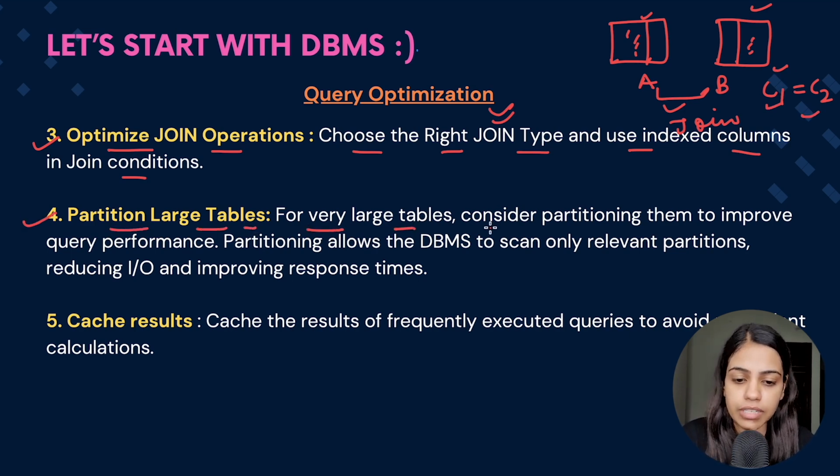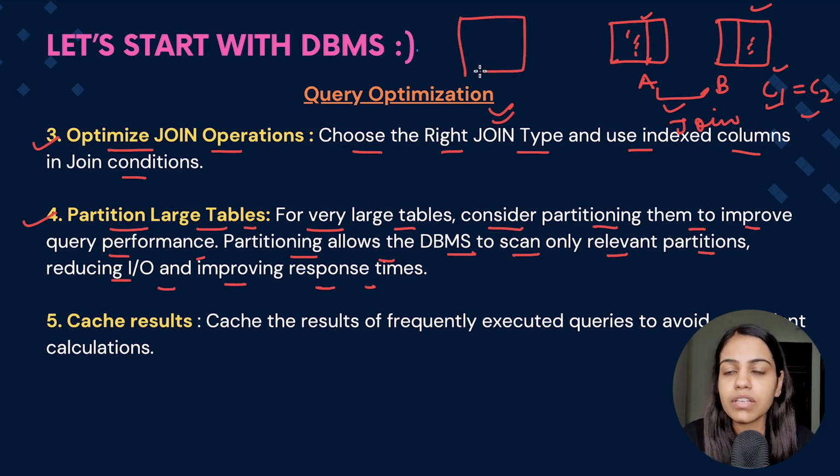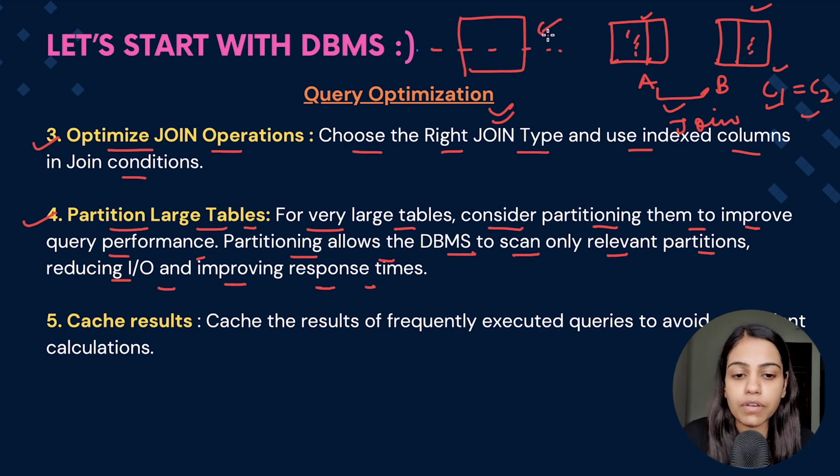So for very large tables, consider partitioning them to improve the query performance. Partitioning allows the database management system to scan only the relevant partition, reducing input-output cost and improving the response time. So it says that if your database is too big, partition it into smaller chunks and then make a query on those smaller chunks so that you can get the result faster. It will reduce the input-output cost as well as the response time.